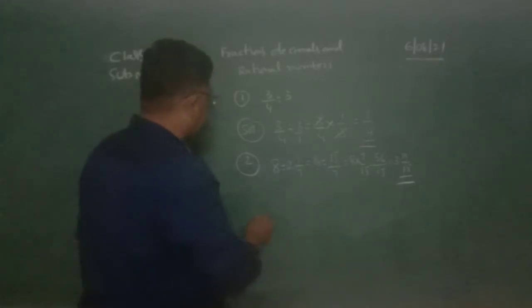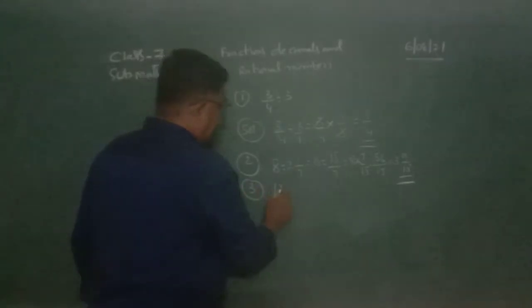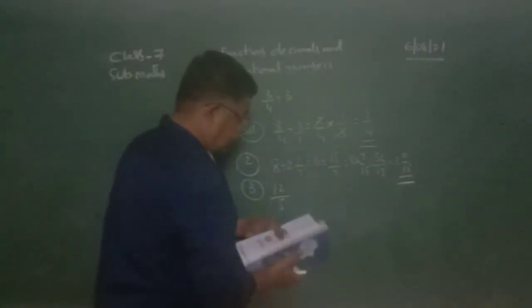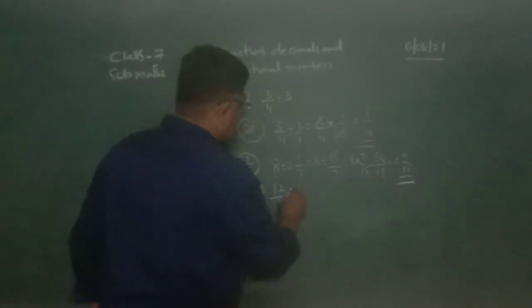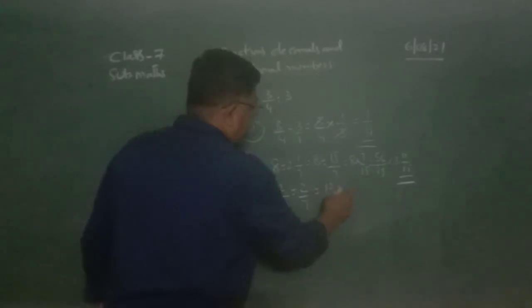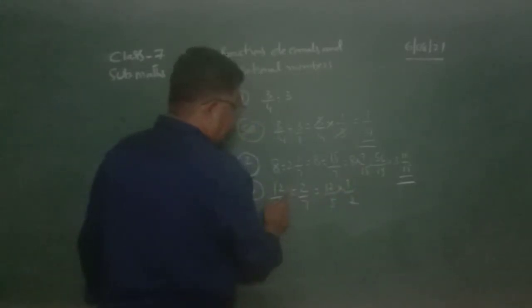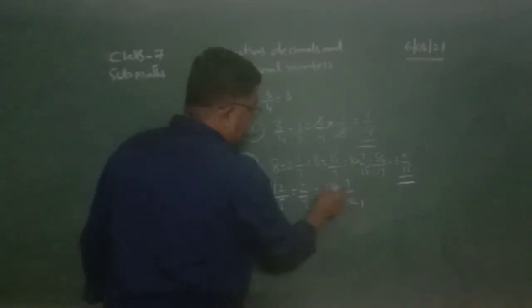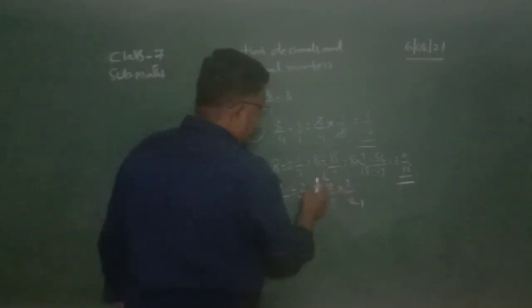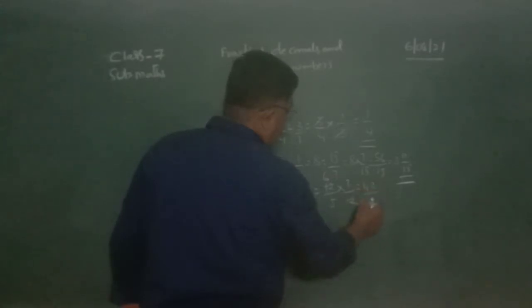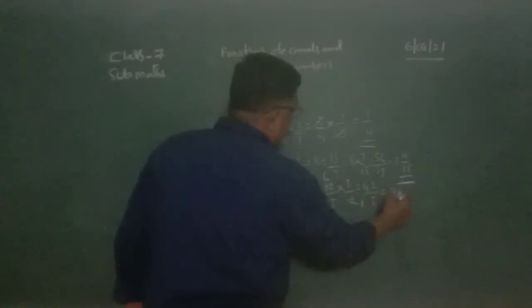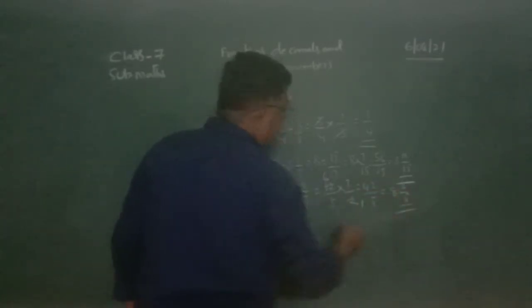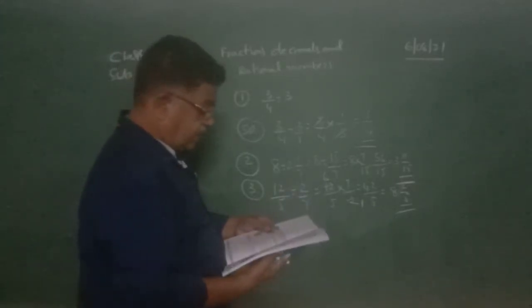Third one. 12 by 5 divided by 2 by 7 is equal to 12 by 5 into 7 by 2. Reciprocal of division is into; reciprocal of 2 by 7 is 7 by 2. Now 2 ones, 2 sixes are. 7 into 6 is 42 by 5. You can write it as 8 2 by 5. Last one.